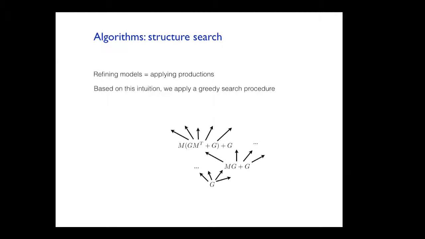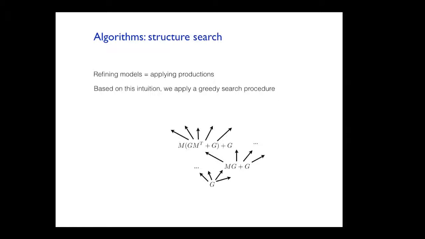And so we use a greedy search procedure inspired by how we often build models. So in particular, we start with the completely structuralist model. And in each stage, we take the best model we have so far. We apply all possible production rules to it. We fit and evaluate those models. We pick the best one of those, and we repeat.